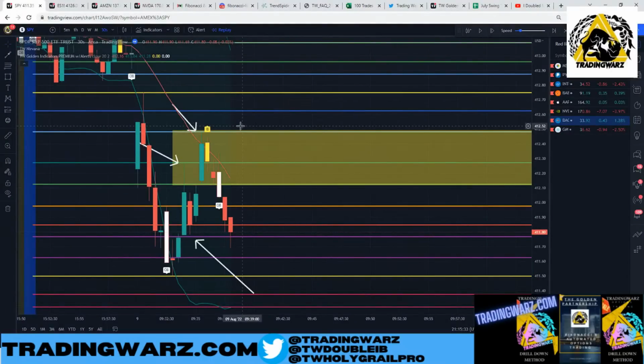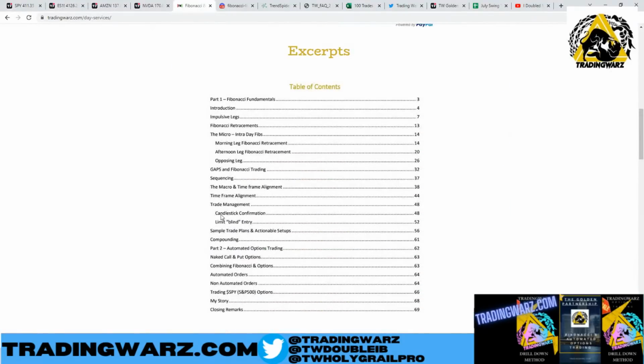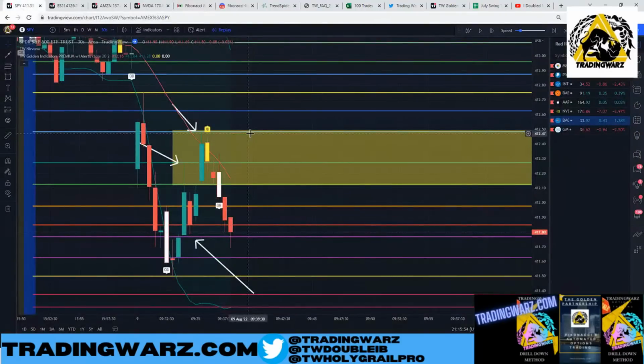So that's the first fib of the day, guys. Beautiful, exceptional. We had that 618 rejection back down. We had a 786 back down. In my book, I talk about a concept called candlestick confirmation. What I teach a lot of traders is that if you want to wait for a particular candlestick pattern, you can go ahead and use that.